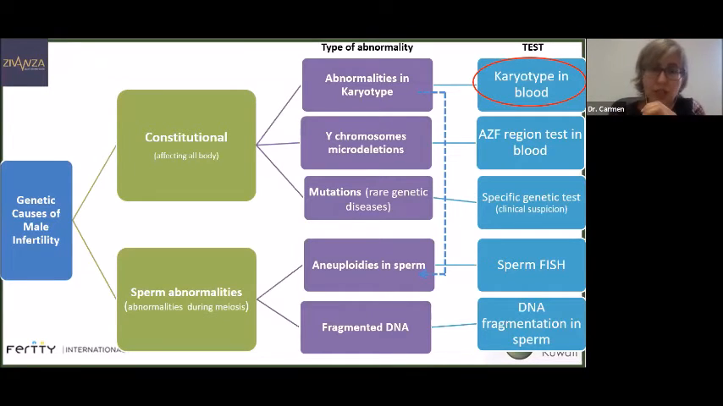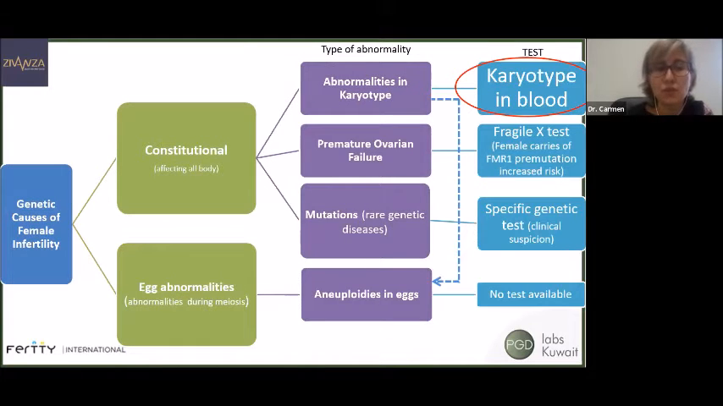Usually, because they are having other signs, or we can suspect them by other signs, the doctor has to request the specific genetic test after the clinical suspicion for this specific disease, that apart from other signs, can also cause infertility. And the same happens for females.